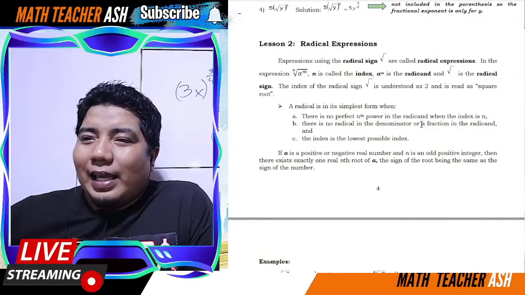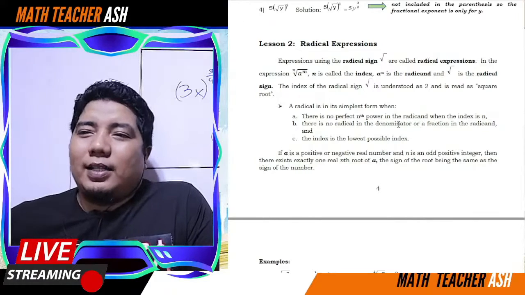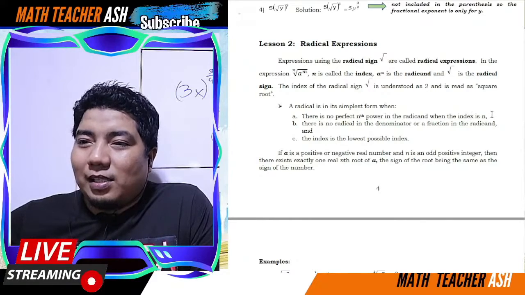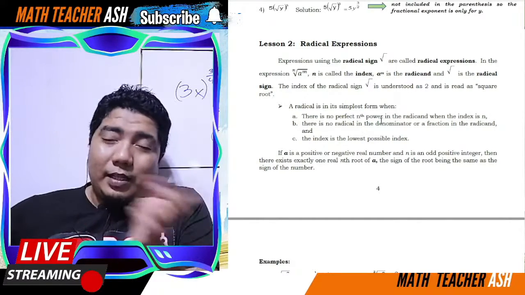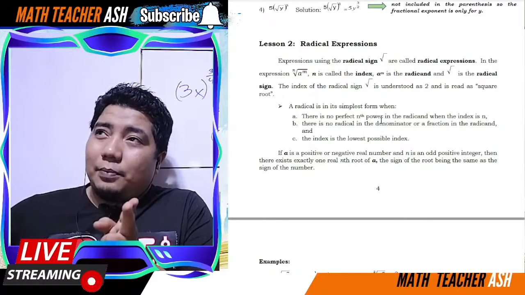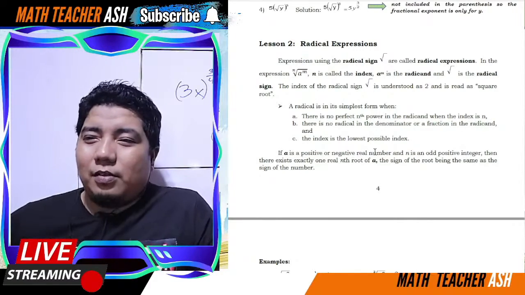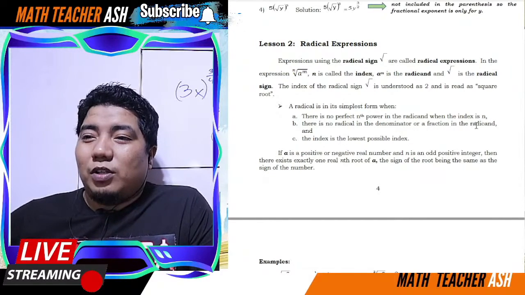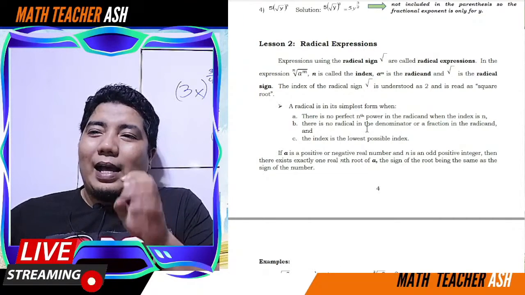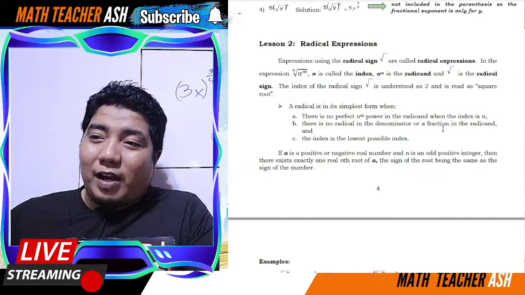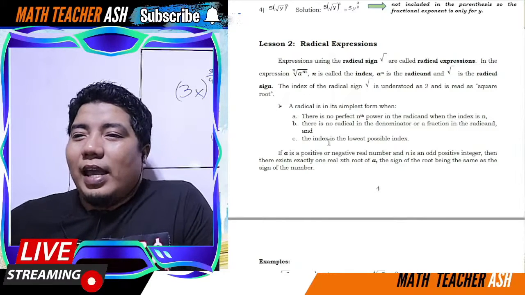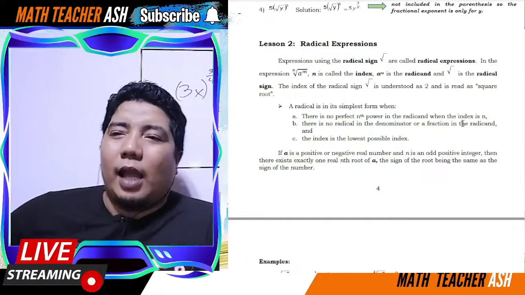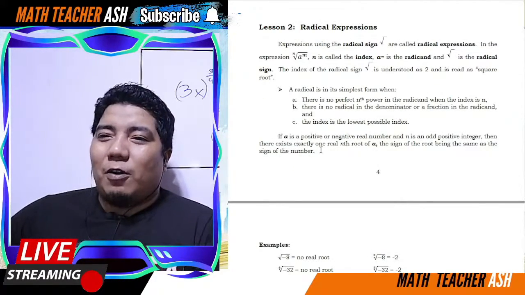Okay, a radical is in its simplest form kapag no perfect nth root or nth power in the radicand when the index is n. Okay, so ibig sabihin, hindi sila divisible. Okay? Later on, malalaman nyo yan. Second is, there is no radical in the denominator or a fraction in the radicand. Okay, so walang radical sa denominator side and then walang fraction sa loob ng radicand. And last is, the index is in the lowest possible index. Alright. So, paano ba natin yan gagawin? Okay, here.